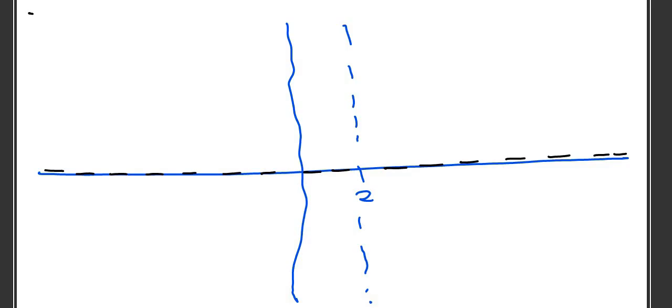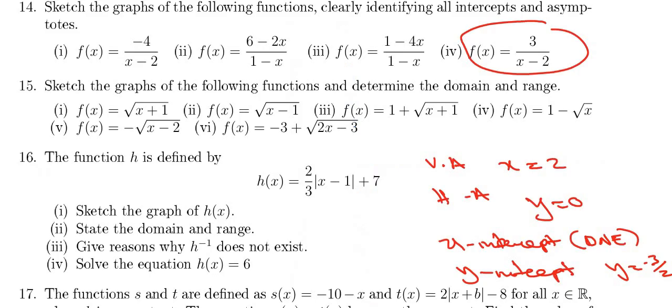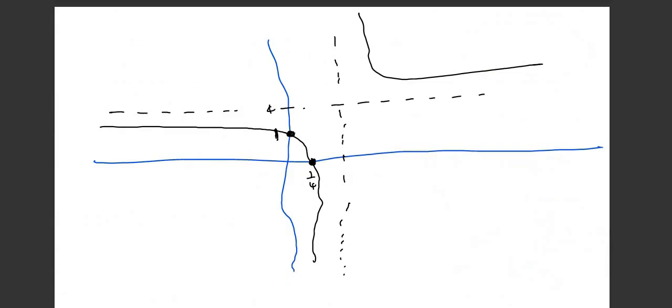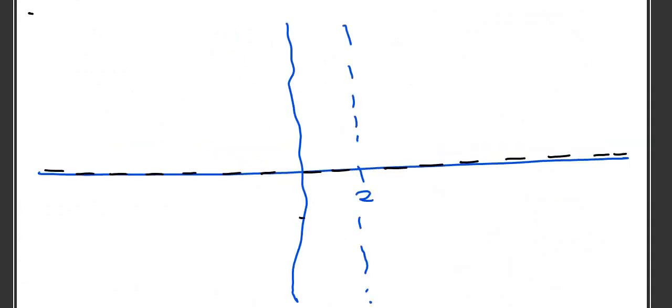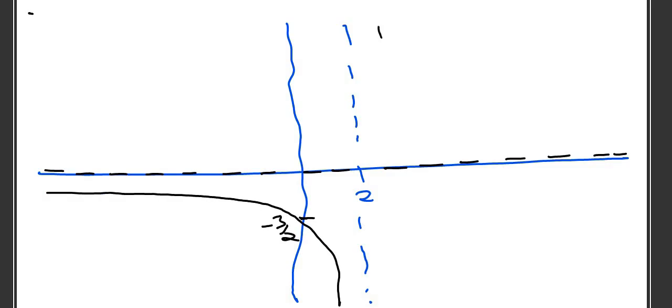And the y-intercept is what? You said negative 3 over 2. Negative 3 over 2 is somewhere down here, on the y-axis. So we'll just come like this, touch this point and go down. Then the twin will be in the other portion, which is that.